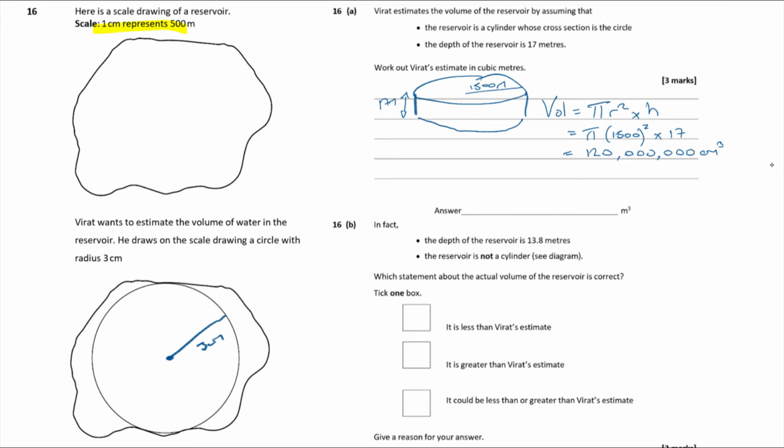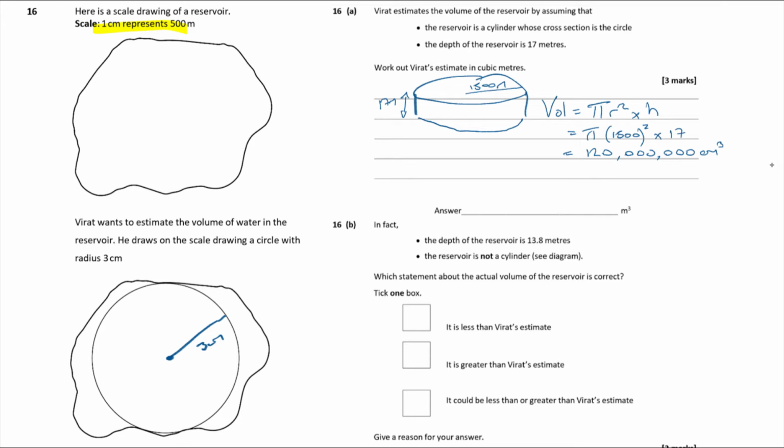Okay, so 120 million cubic meters. We don't have to put all the detail down. It's quite normal to round numbers off to three significant figures, so that's what I'm going to do. Right, in part B, the depth of the reservoir is 13.8 meters, and the reservoir is not a cylinder. See diagram. So which statement about the actual volume of the cylinder is correct?